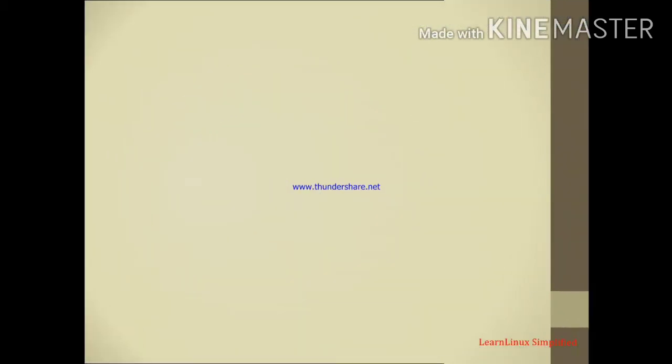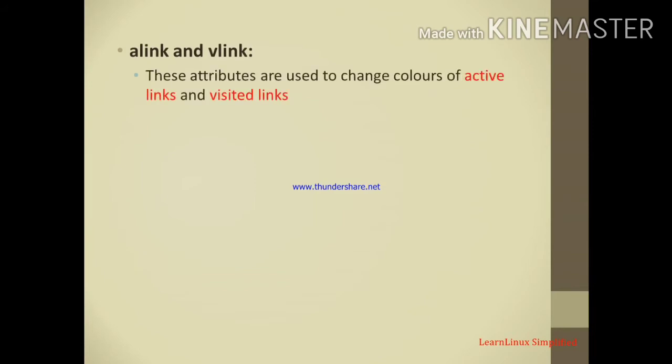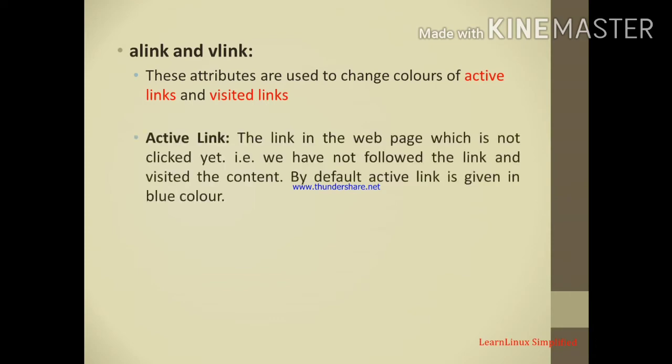Next is A-link and V-link. Now what is A-link and V-link? These attributes are used to change the colors of active links and visited link. Now what is active link and visited link? First, active link: the link in the web page which is not clicked yet. Means whenever we start the web page for the first time, the links which are given, which are not clicked, are active link. That is, we have not followed the link and visited the content. By default, the active link is given in a blue color.